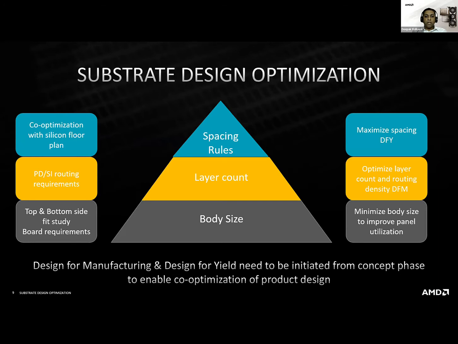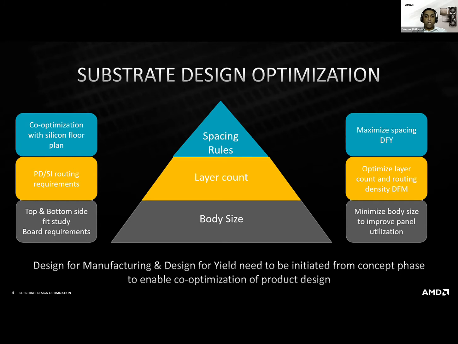Similarly, as we continue to fine-tune our design and look at power delivery and signal integrity requirements, we are also looking at optimizing the layer count and the routing density to ensure that this design meets our manufacturability targets. And ultimately, this does translate into a co-optimization of the silicon floor plan along with the package design in order to maximize yields and maximize our ability to improve cost and capacity for these packages.